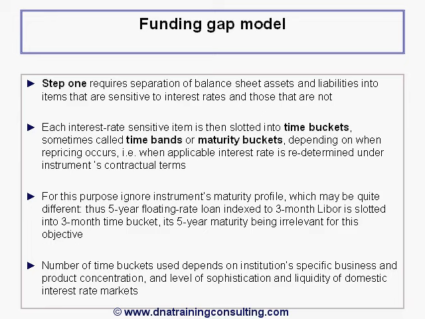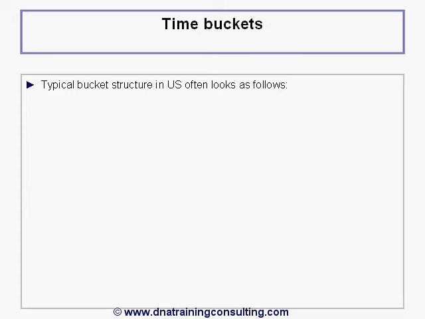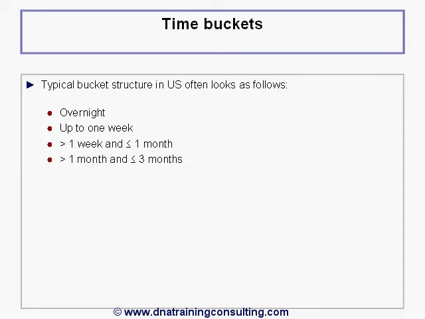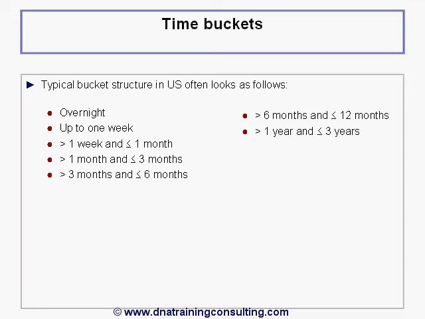A typical bucket structure in the US often looks as follows: overnight, up to 1 week, 1 week to 1 month, 1 month to 3 months, 3 months to 6 months, 6 to 12 months, 1 year to 3 years, 3 to 5 years, 5 to 10 years, and finally everything else that's above 10 years.